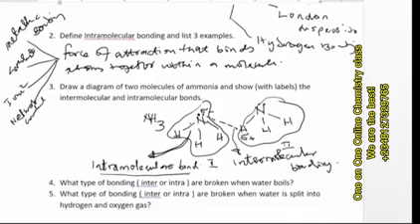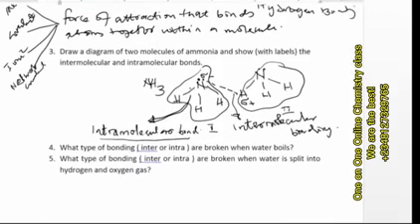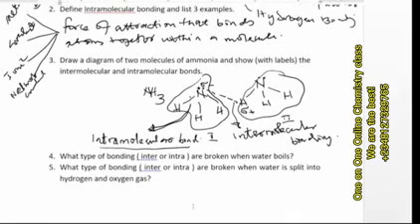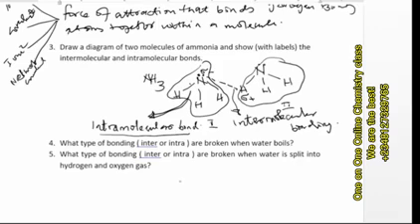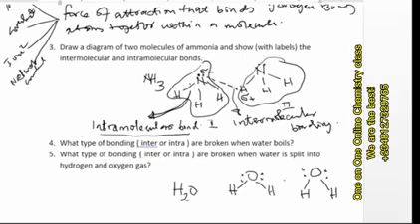Then, what type of bonding, inter or intra, is broken when water boils? Water is H2O. The structure is like this when you check the Lewis structure. If it is binding with another water molecule, it's going to be like this. This will bind with this. This will be partially negative and this will be partially positive.